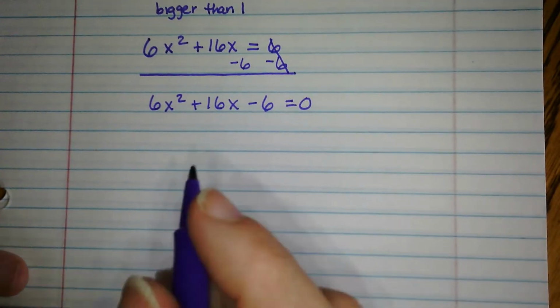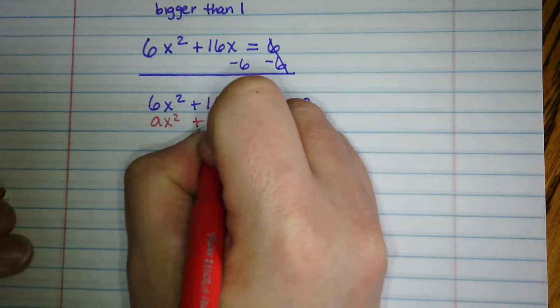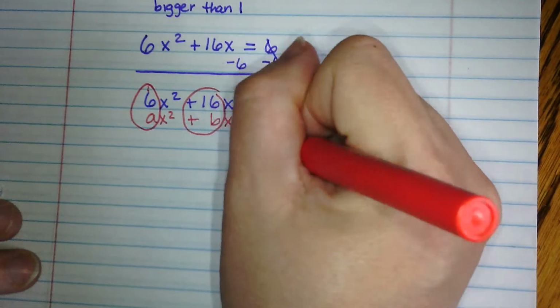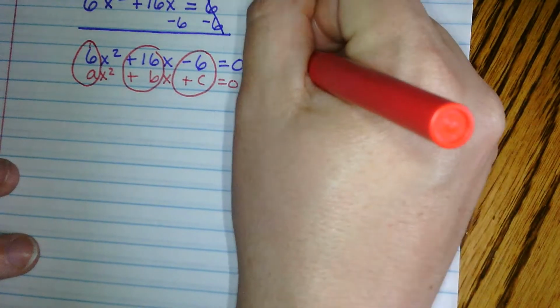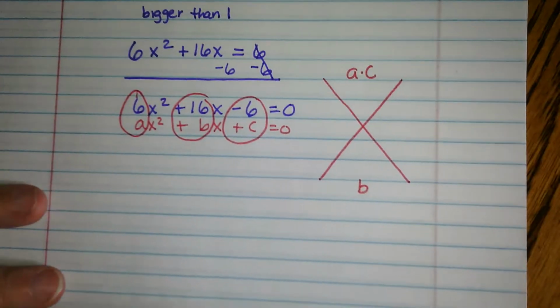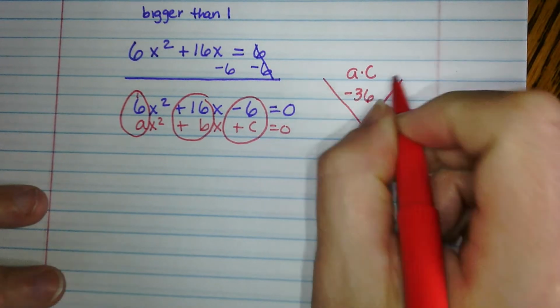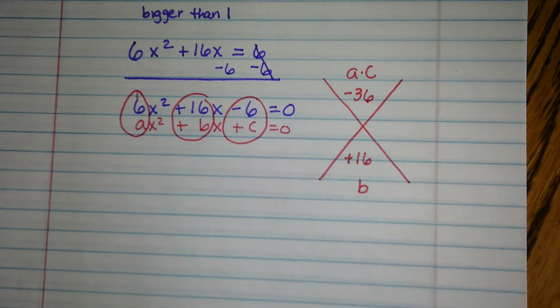So to do advanced factoring methods, let me change my color quick. We are going to find our a and our b and our c, and we're going to make a magic x. A times c on top, b on the bottom. So we have 6 times negative 6. That's going to give me negative 36. And we need a positive 16 for the bottom.